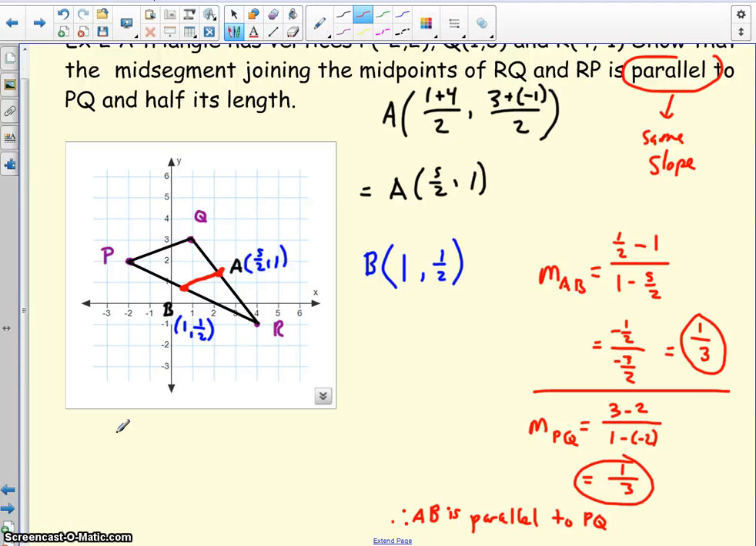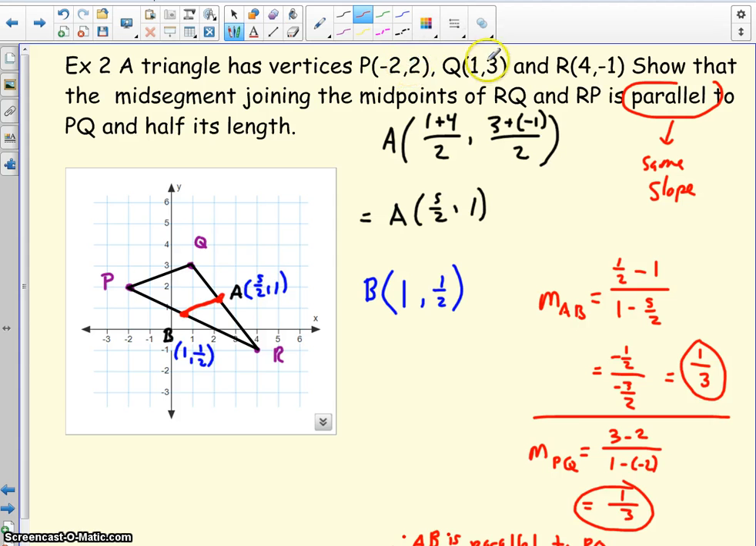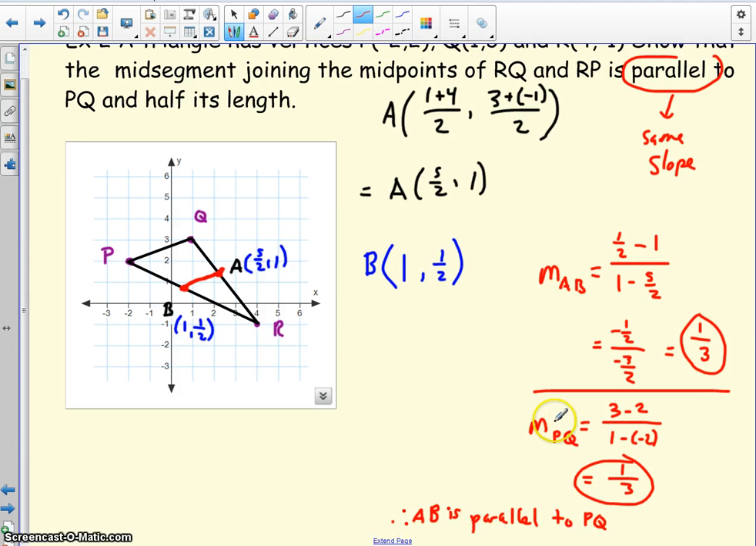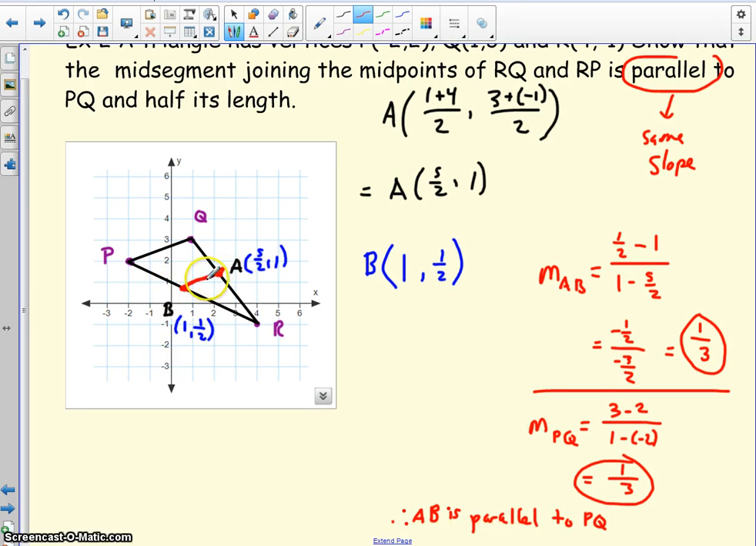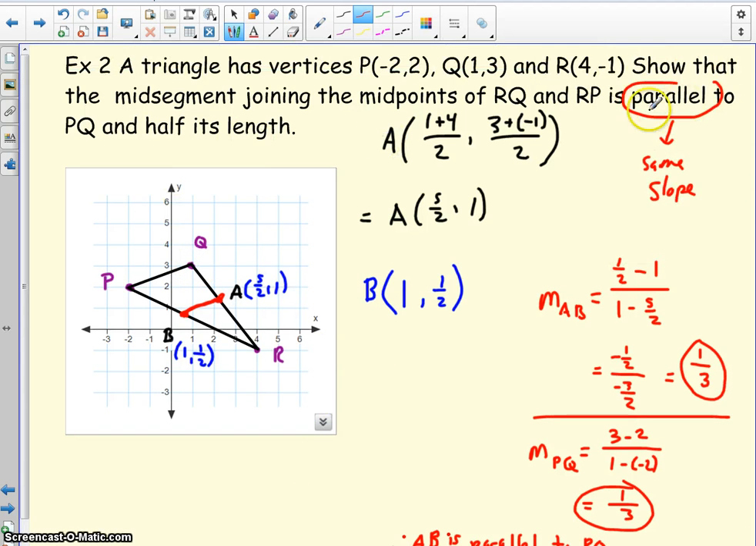Okay, so just to show you calculations here, for my slope of AB, it was a half minus 1, so y2 minus y1 over 1 minus 5 halves. That gave me negative a half over negative 3 halves, which simplifies to 1/3. When I did the slope of PQ, it was 3 minus 2 over 1 minus negative 2, which again gives me a slope of 1 over 3. So because these two slopes are the same, I've now proven that this mid-segment here going from A to B and this line PQ are going to be parallel to each other. Okay, so I've proven the first part.